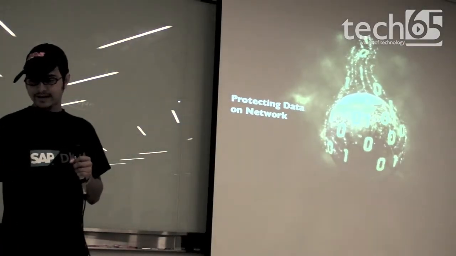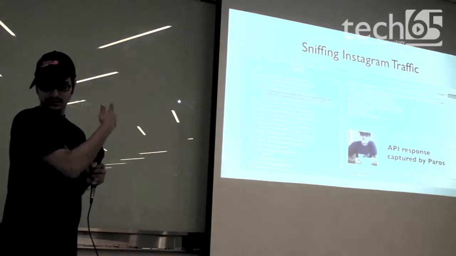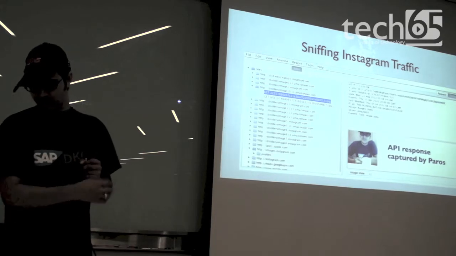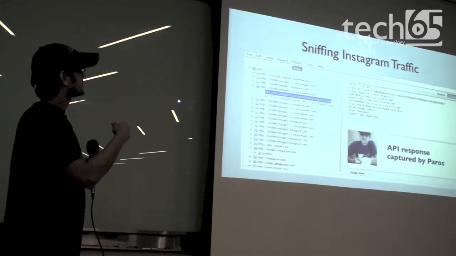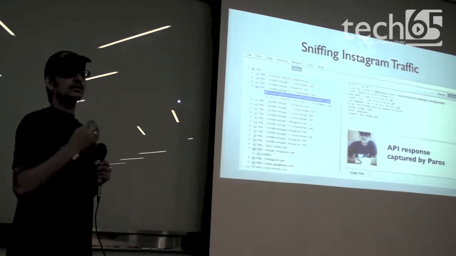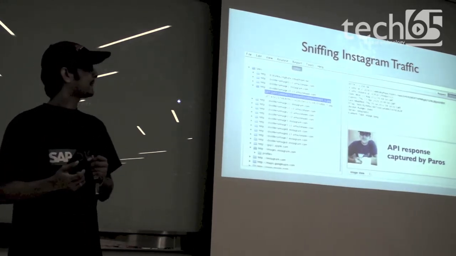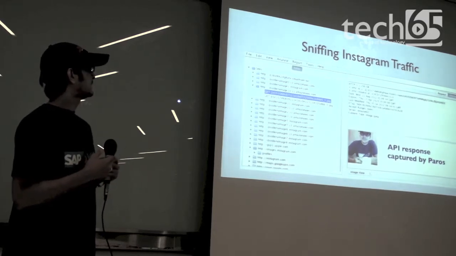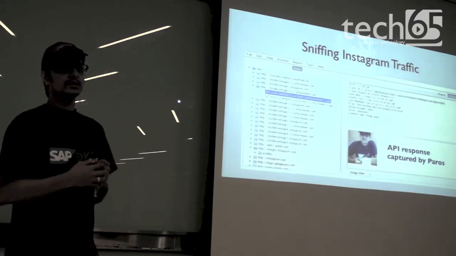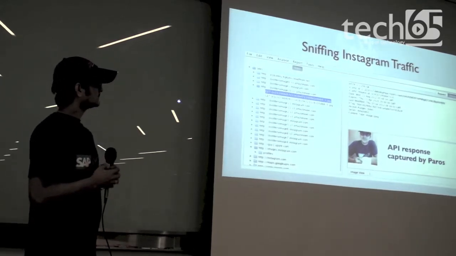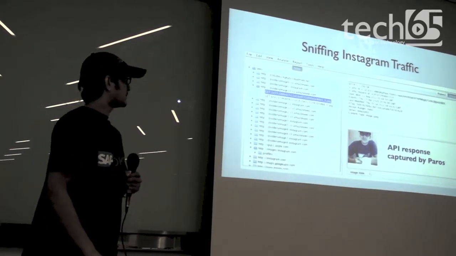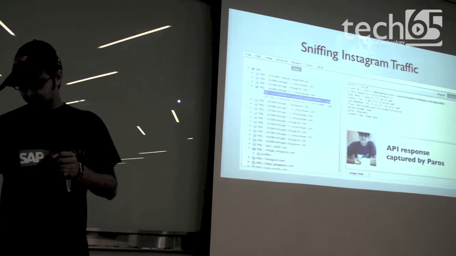The first thing is protecting data on the network. This is a screenshot from the demo that I showed in Git Camp. This is capturing Instagram traffic. They store their images in AWS, and when they pull information, you can sniff the network. They make an HTTP request to pull this information. It's not even HTTPS, and you can get the request, the response, and you can play with the formats of parameters.